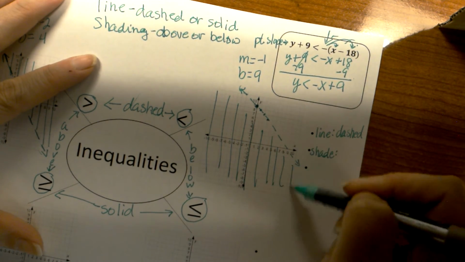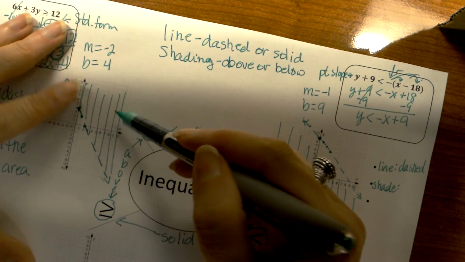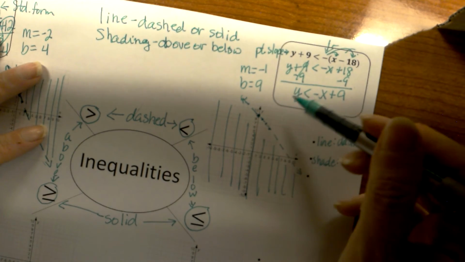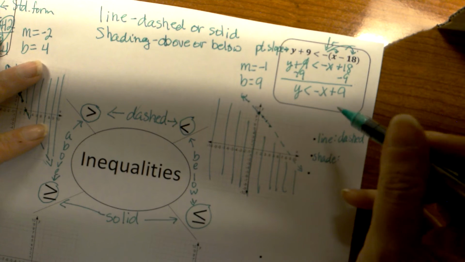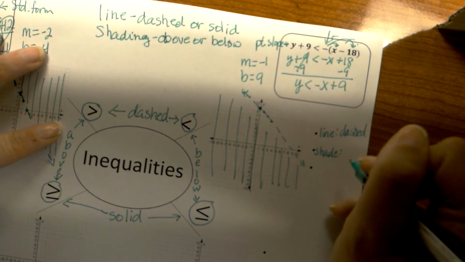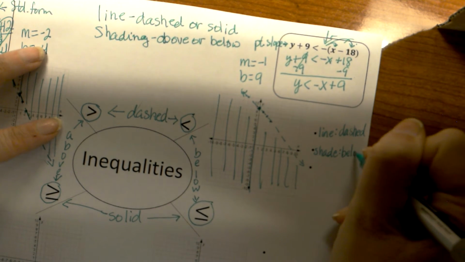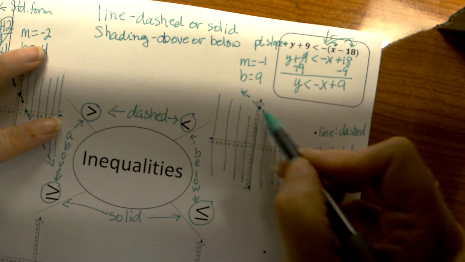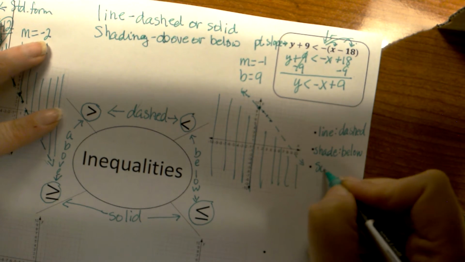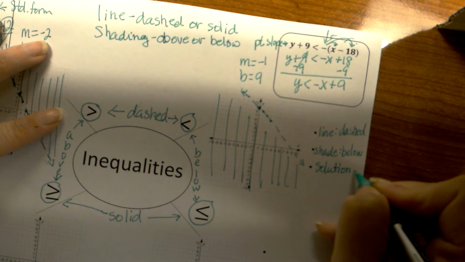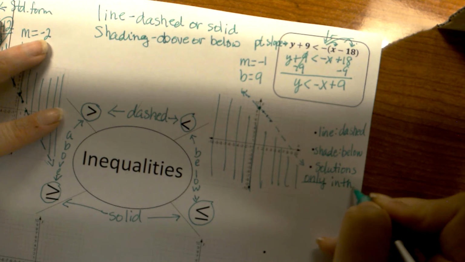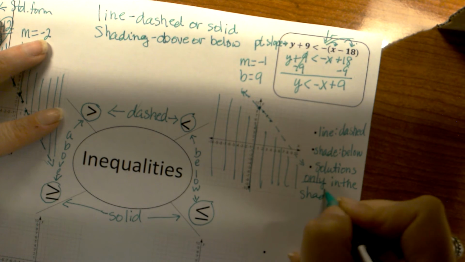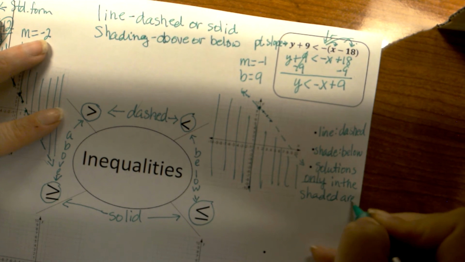So any point in this shaded area or this shaded area on the first one, any point, x comma y, could be plugged into this equation or the original, and it would make that inequality true, okay? So I shade below, and because my line is not solid, my solutions are only in the shaded area again, just like the first one.